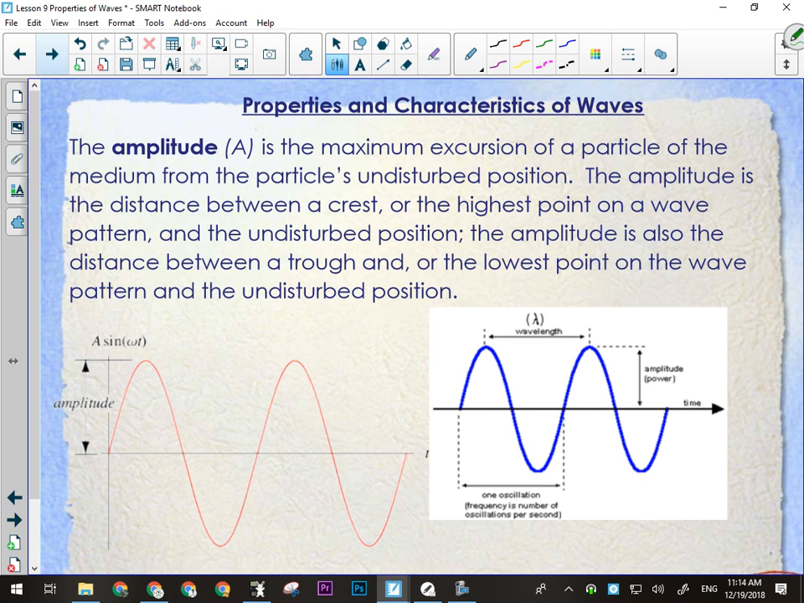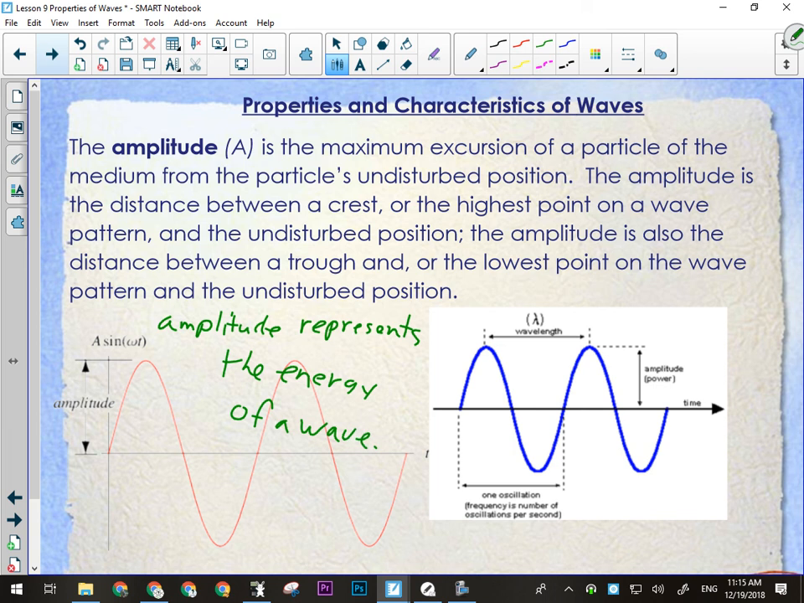So we've talked about that. We know what amplitude is. So amplitude, remember, is the distance between a crest or trough and the undisturbed position. And it represents, so we should probably write this in, the energy of a wave. The greater the amplitude, the greater the energy that wave has, because in a certain medium, speed is fixed. I can't make a wave travel faster than another wave in the same medium. Their speed is going to be fixed.